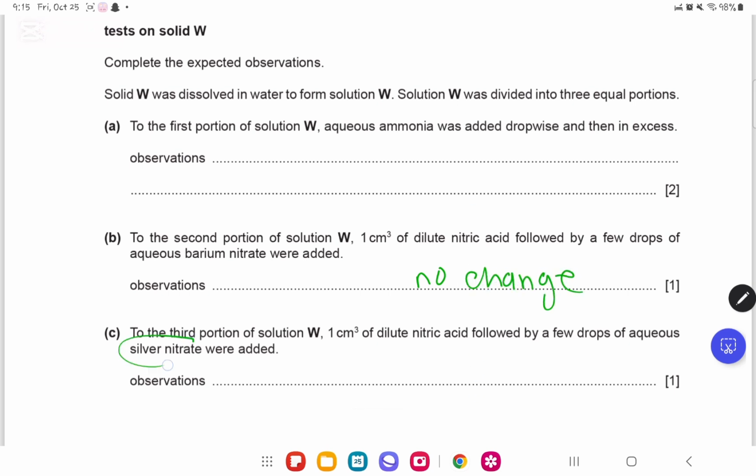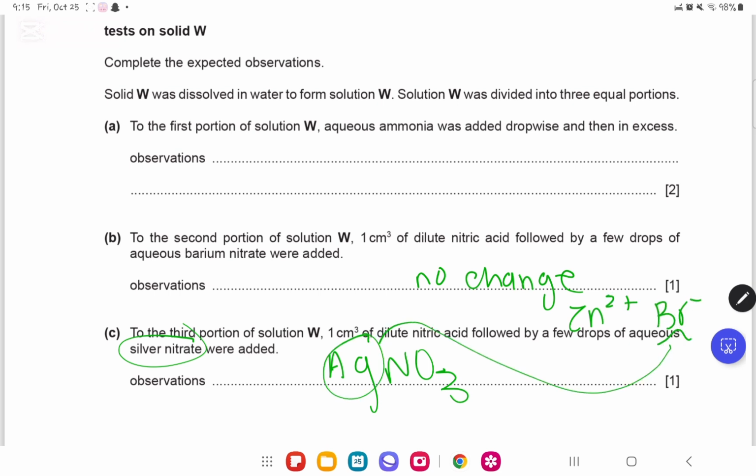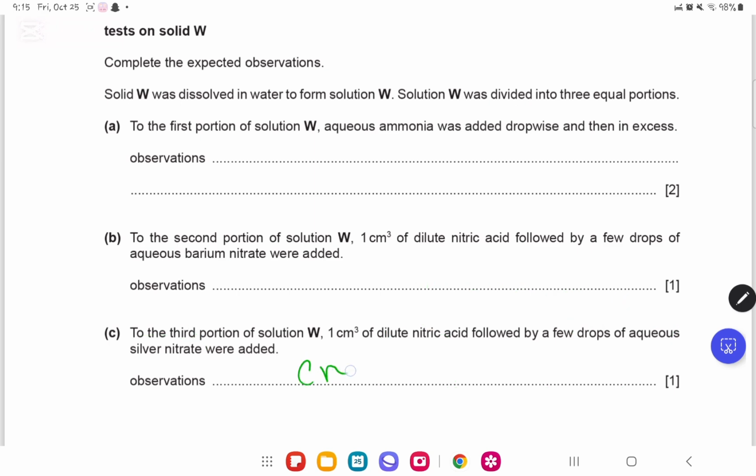Then they added silver nitrate, AgNO3. And we know we have Zn2 plus and Br minus. Anytime you add AgNO3 to Br minus, it will form a creamy precipitate. So now let's go down.